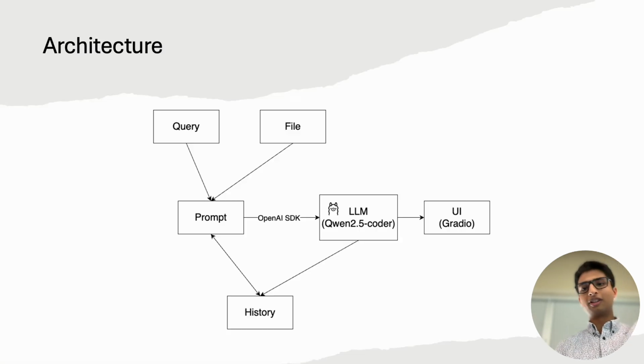So again, just going over the architecture for everyone, because there's a lot that I just went through. And I'll also pause right after this if you guys have any questions. You're taking the query and file, sending it to your prompt, combining them together, sending it across using OpenAI's SDK to the model running on Ollama, which is running on your machine, the model being Qwen 2.5 Coder. The output then goes to Gradio and also into your history, as well as the prompt coming into your history, so that you constantly have that.